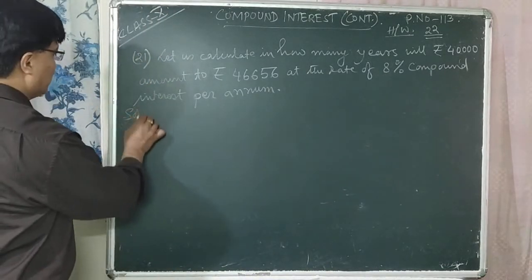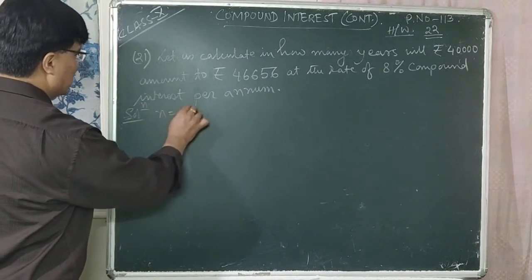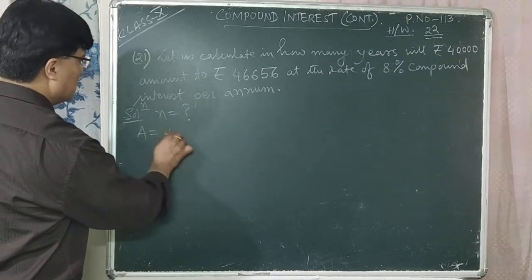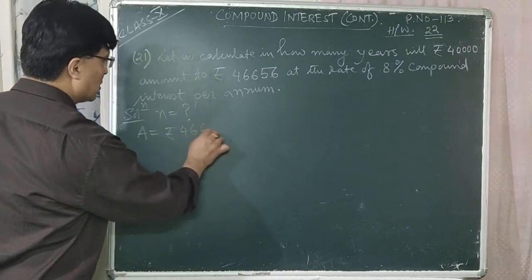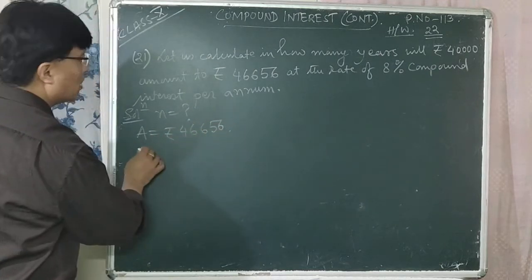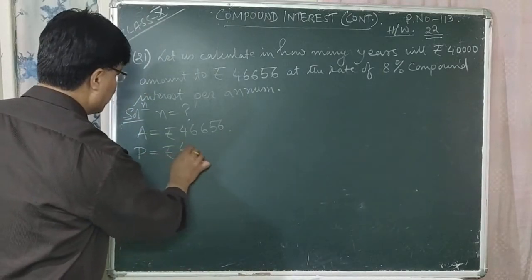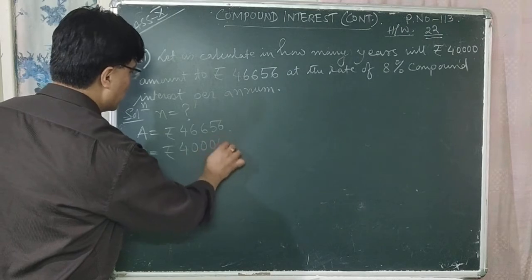So solution. So n is equal to question mark, right? So what is the amount given here? A is rupees 46,656. And what is the principal in this case? It is rupees 40,000. It is rupees 40,000, right?